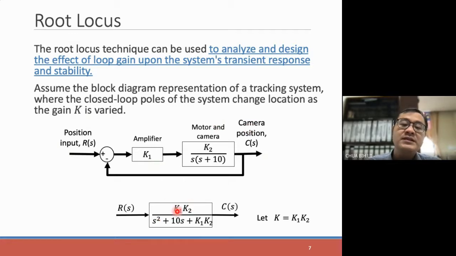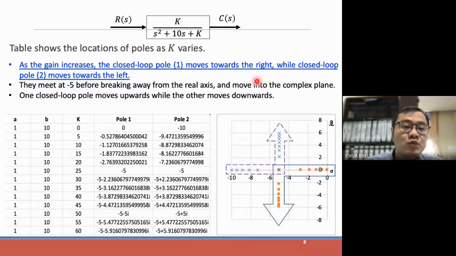So we further simplify K1, K2 as a K, right? So when we start to vary the value of K, we just generate and solve it by changing the value of K. Therefore, I just use a simple tool, I just program it in Excel to calculate the roots or the poles for these functions.